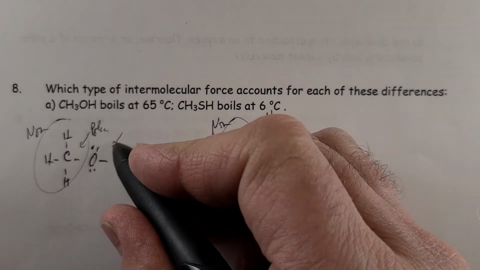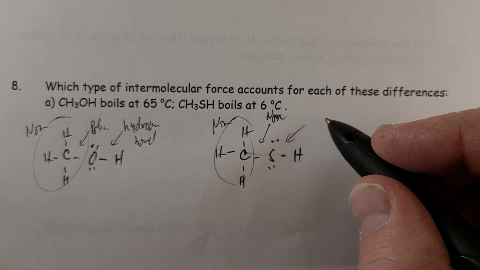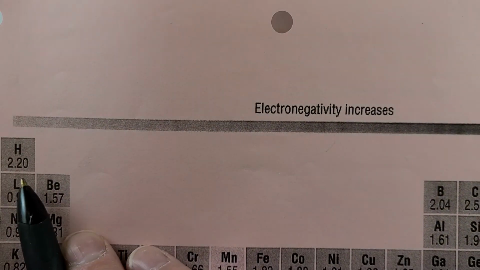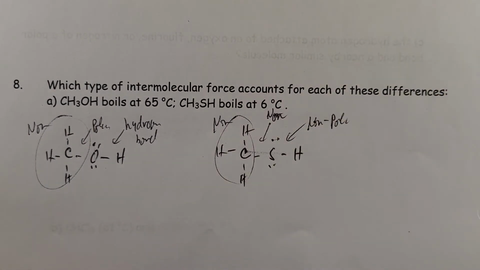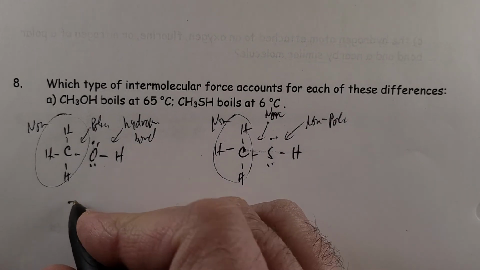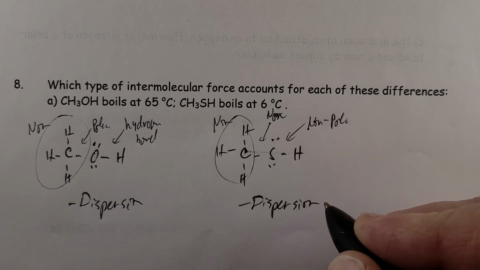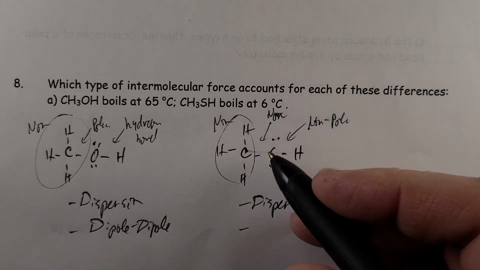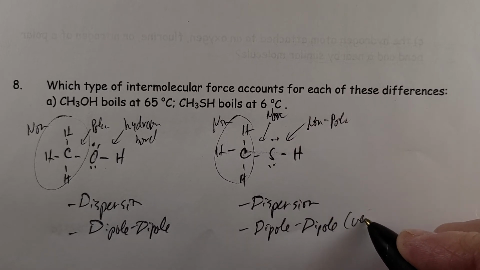But we could continue here, and we know we have, oh yes, hydrogen bonding. Whereas here, H and S, so S is 2.58, H is 2.2, it's like 0.38, so almost non-polar as well, very close to that fringe number. So it says here, what type of intermolecular force accounts for each of these differences? So they both have dispersion, because everything does. Everything has electrons that could randomly move around. Dipole-dipole, and this one, virtually, so dipole-dipole, if we did have it, it would be very, very weak.